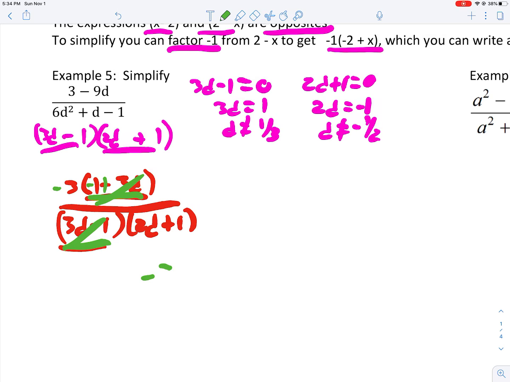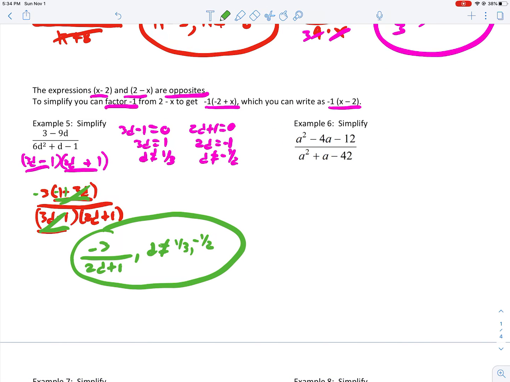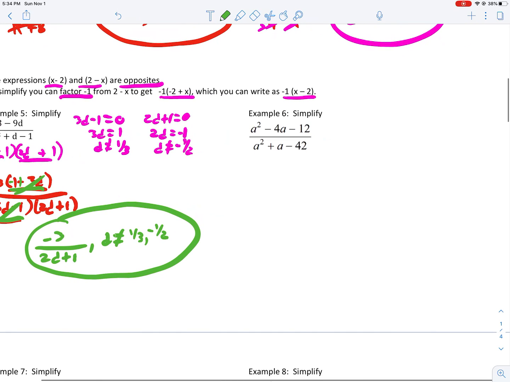So you get negative 3 over 2d plus 1. And d cannot equal 1/3 or negative 1/2. And that would be your simplified answer. And then example 6.